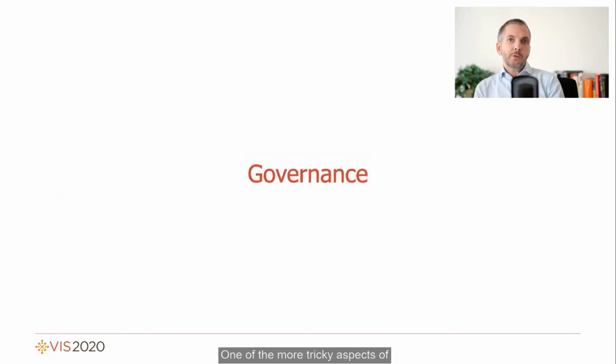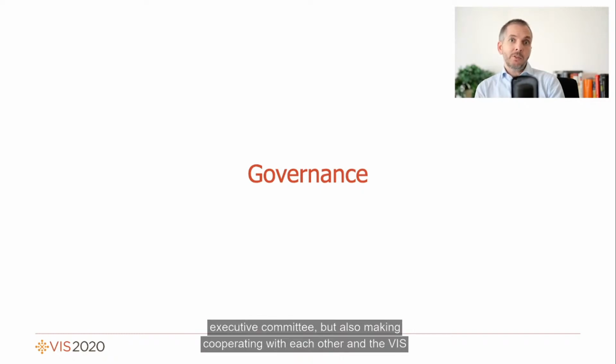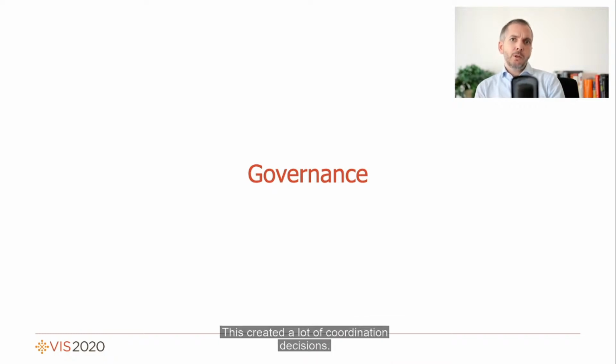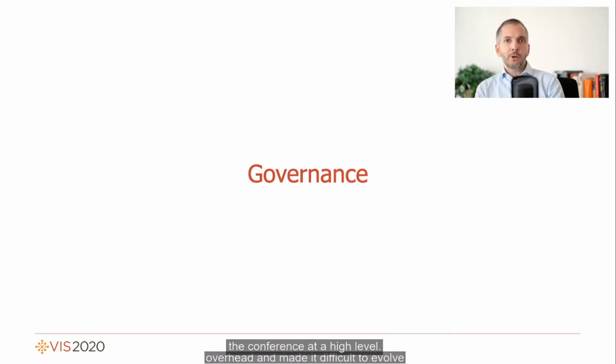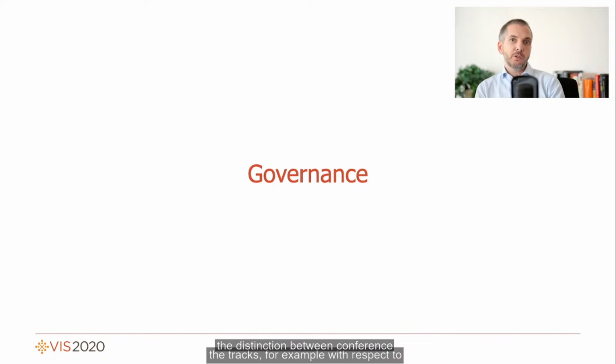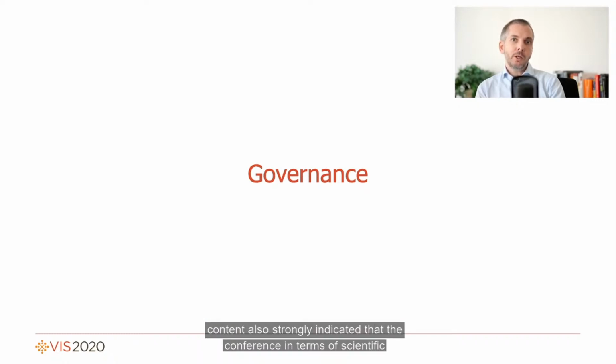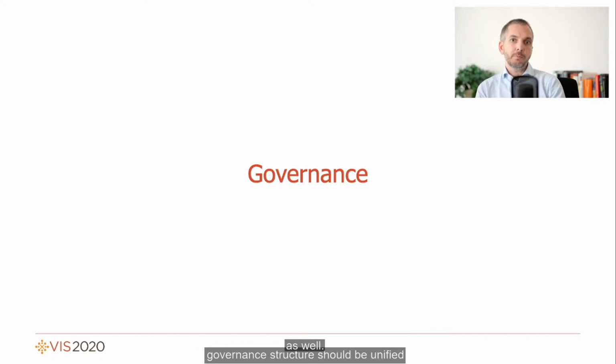One of the more tricky aspects of unifying IEEE VIS in terms of scientific content, as it has existed in the past, is the non-uniform governance. By this I mean that there have been 3 steering committees, one each for VAST, InfoVis and SciVis, cooperating with each other and the VIS Executive Committee, but also making independent and often different decisions. This created a lot of coordination overhead and made it difficult to evolve the conference at a high level. And it also created differences between the tracks, for example with respect to the distinction between conference papers and journal papers, reviewing and other aspects. To unify the conference in terms of scientific content also strongly indicated that the governance structure should be unified as well.